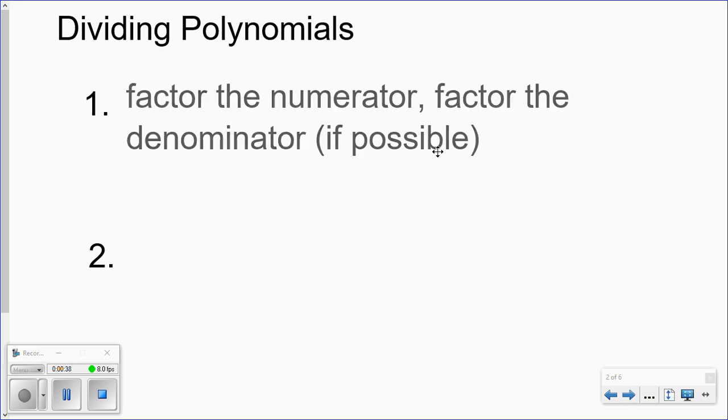Step one, factor the numerator if you can. So that means if you can do magic X, you should do it. If you can do GCF, you can do it. If you can only do one of them, just do the one. So factor it as much as you can. Then you're going to factor the denominator as much as you can. So GCF or magic X, or if it's a special case, don't forget about those special cases, meaning difference of squares. So just factor top as much as you can, factor bottom as much as you can.